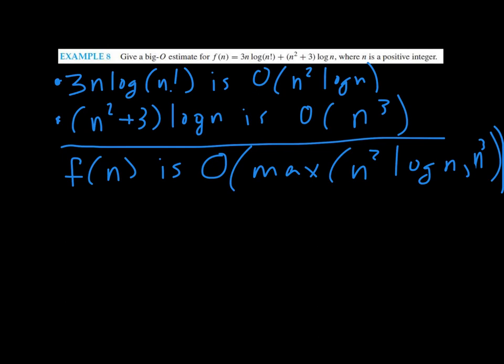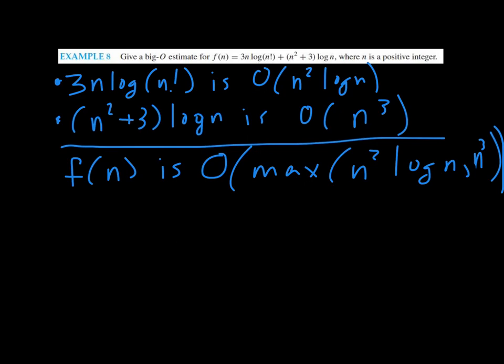So what we just did was show that 3n log of n factorial is O of n squared log of n, and the quantity n squared plus 3 times log of n is O of n cubed. So that means, from one of the previous theorems, that the function f of n, which is this plus this, is going to be big O of the maximum of these two bounding functions, n squared log of n and n cubed. So we need to figure out which one is bigger.